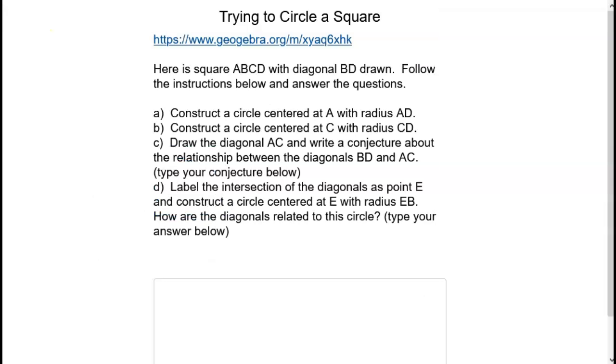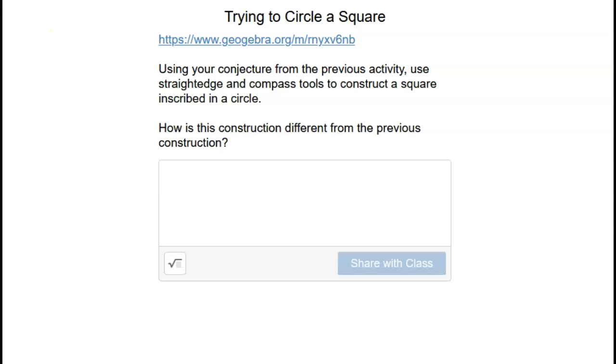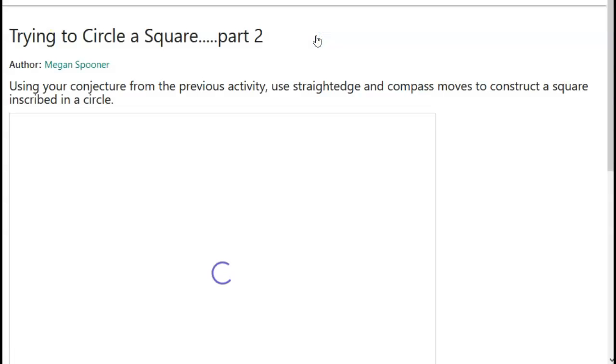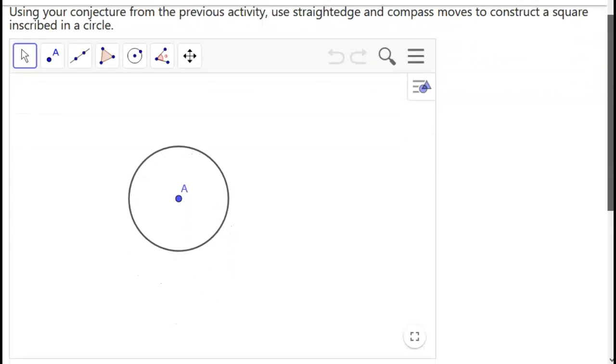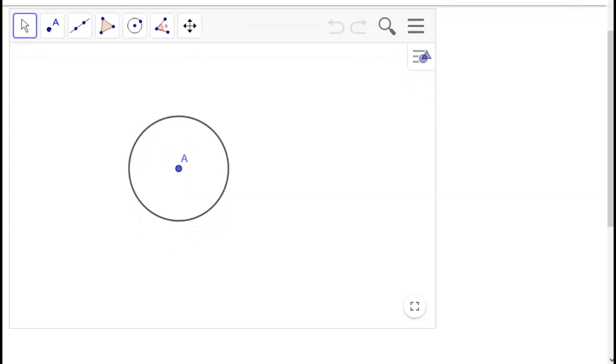All right, so using the conjecture from your previous activity, use straight edge and compass tools. So once again, we're using circles and straight lines, circles to create a straight-sided figure. So if we click on GeoGebra again, what they're going to do this time is give us a circle, and what we have to do is construct a square that is inscribed in a circle.